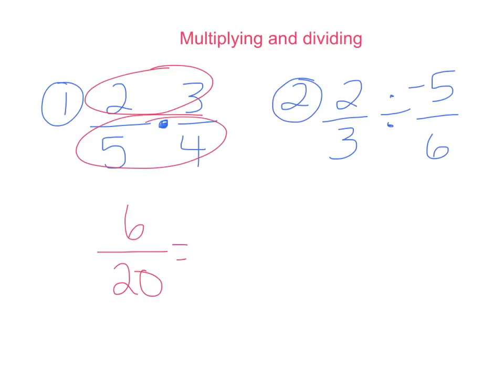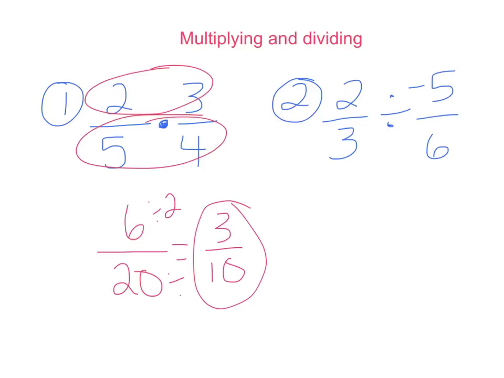All right, if we look, 6 and 20 can be simplified. They both divide by 2, so that gives me 3 over 10 as my final answer. Remember, simplify your fractions if you can. Okay, division isn't as bad either. We're going to keep, change, flip.